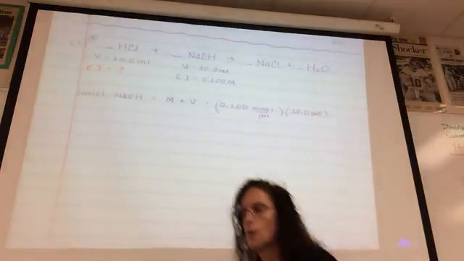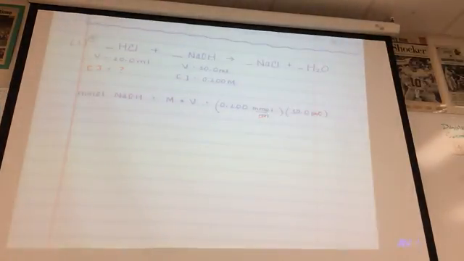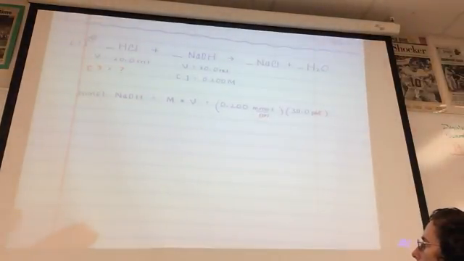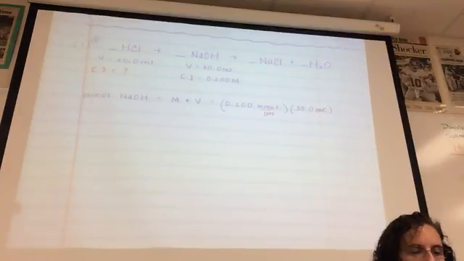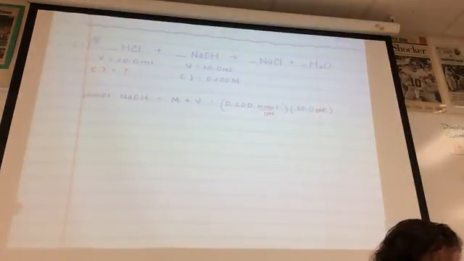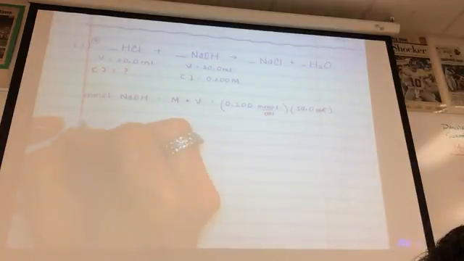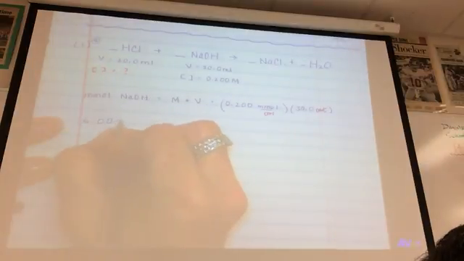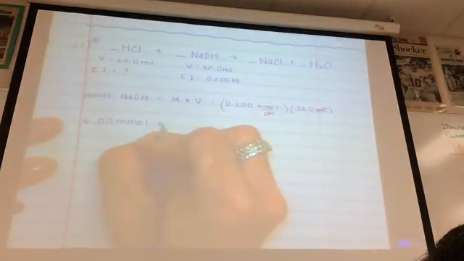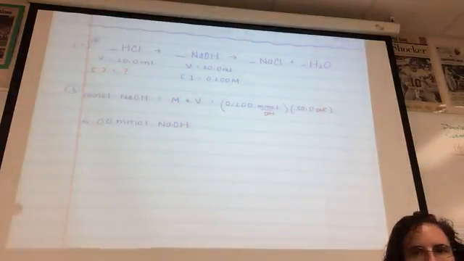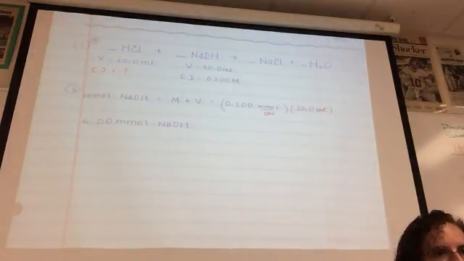Okay? So we calculated the millimoles of the base first because we were given both the concentration and the volume. And we've got, watch your sig figs here, 6.00 millimoles of sodium hydroxide. So this is step B. Calculate the millimoles of the substance you know both the concentration and the volume.